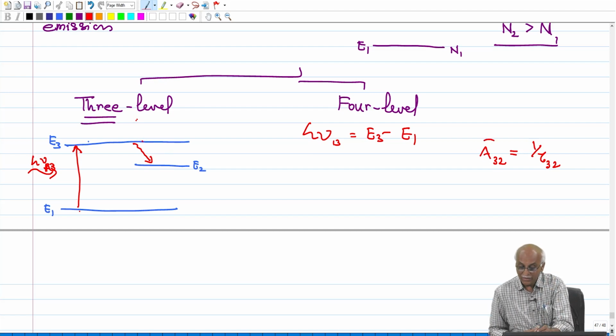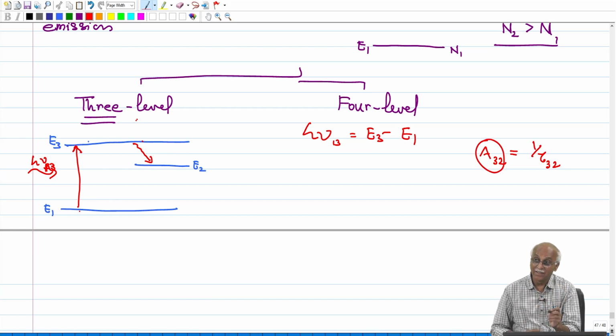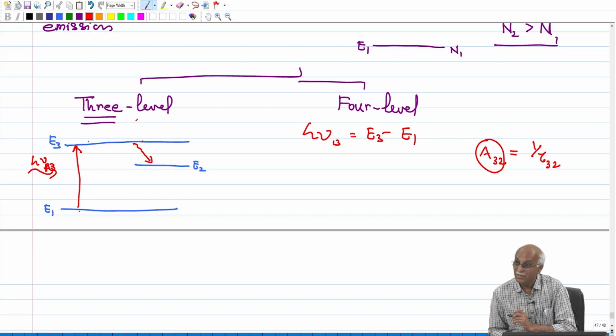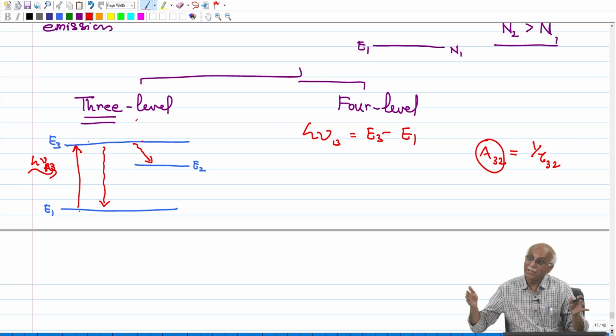A 3 2 represents, indirectly, Einstein's coefficient A, the probability of spontaneous emission, the chance. Similarly, B 3 2 is the probability of stimulated emission. It is also possible that we can have A 3 1, but A 3 1 is quite low. Let us assume what it means: tau 3 1 will be very large.